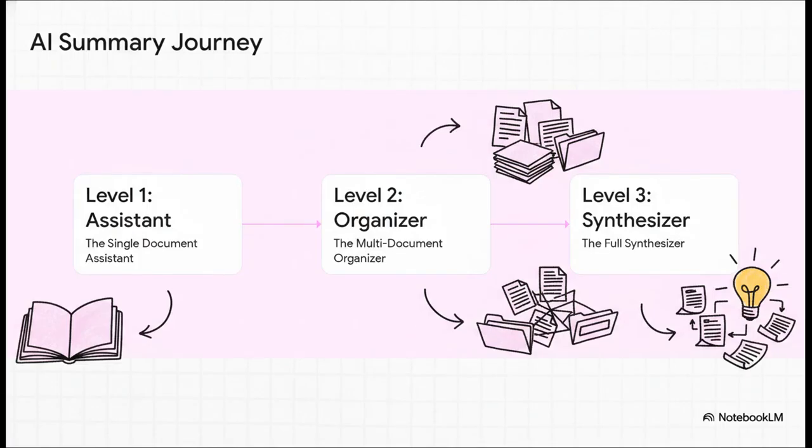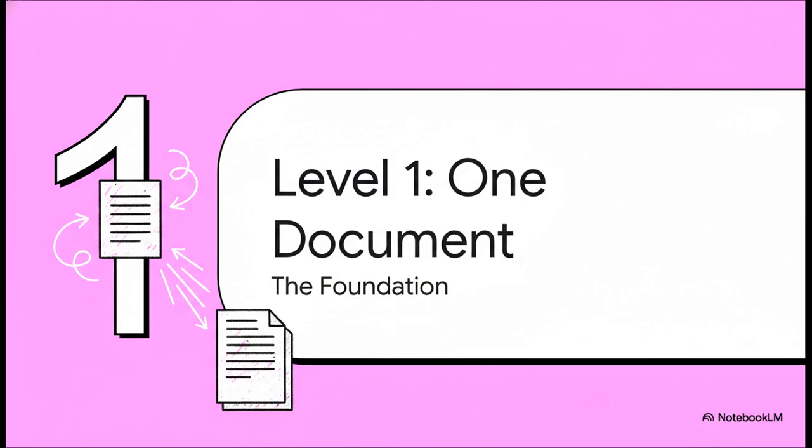So to really get what's going on, let's think about this as a journey through 3 different levels of complexity. We're going to start with the basics, like an assistant that just reads one document for you. Then we'll move up to an organizer that helps you compare a bunch of them. And finally, we'll get to the full synthesizer, the AI that tries to create totally new answers from all that information. All right, let's dive into level 1.